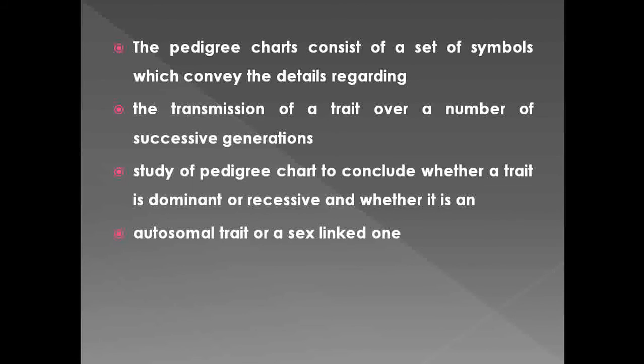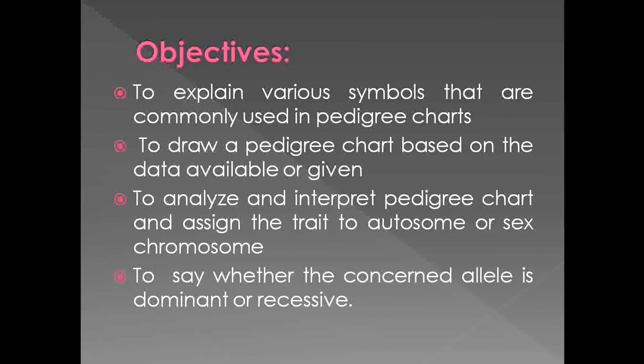Then let's see what pedigree charts are. Pedigree charts consist of different types of symbols which can convey the details regarding the transmission of traits into the next generation. About the parents, the pedigree chart will conclude whether the trait is dominant or recessive, and whether it is an autosomal trait or a sex-linked trait. To identify that, we need to know the pedigree charts.